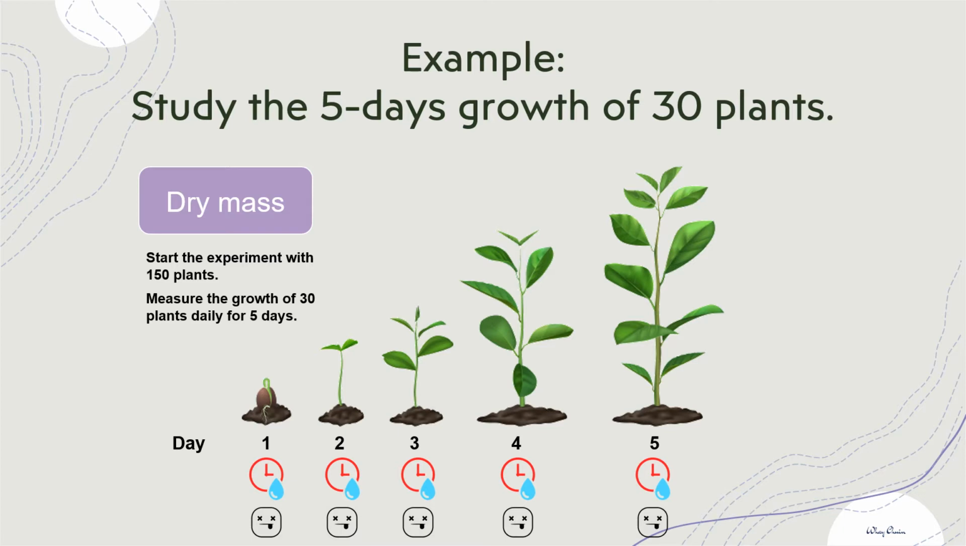Ini adalah kerana setiap hari saya kena memilih secara rawak 30 tumbuhan itu untuk dikeringkan dan baru saya ambil catatan jisim kering dia atau dry mass dia. So 30 tumbuhan yang telah dikeringkan ini memang tak boleh tumbuh lagi. So kita kata organism will be killed.